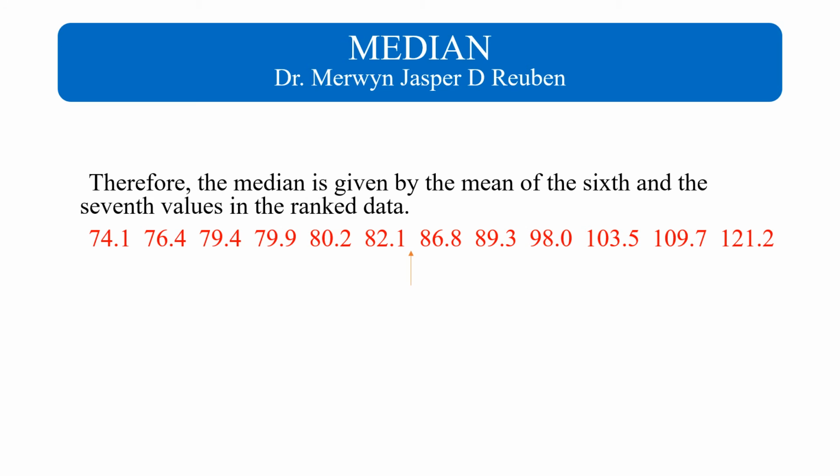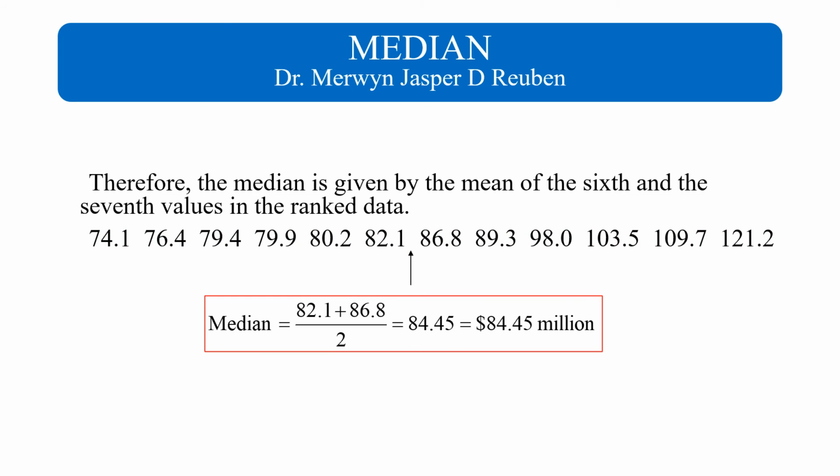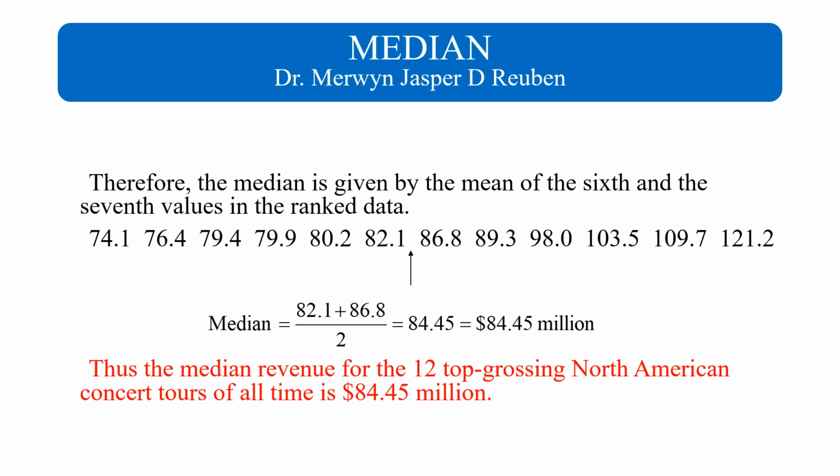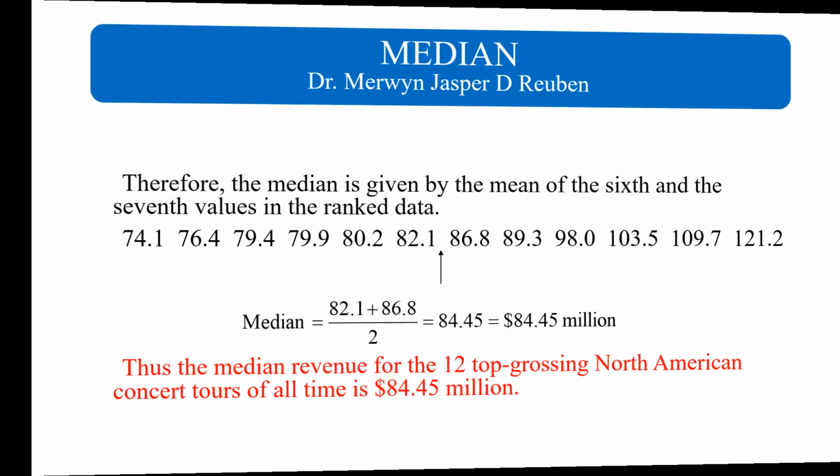So, the 6th value is 82.1 and the 7th value is 86.8. So, 6.5 is in between that. So for the median calculation, we take the 6th value and the 7th value. So we take 82.1 and 86.8 and add the two values and divide by 2. So we get 84.45, which is the median. Thus, the median revenue for the 12 top grossing North American concert tours of all time is $84.45 million.